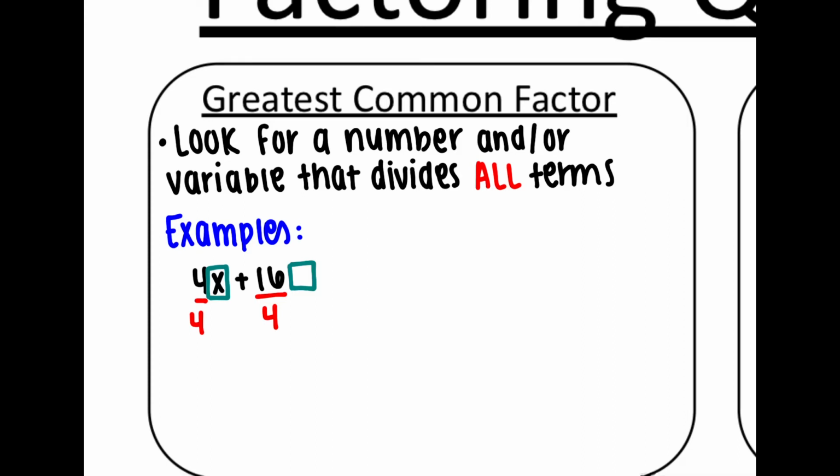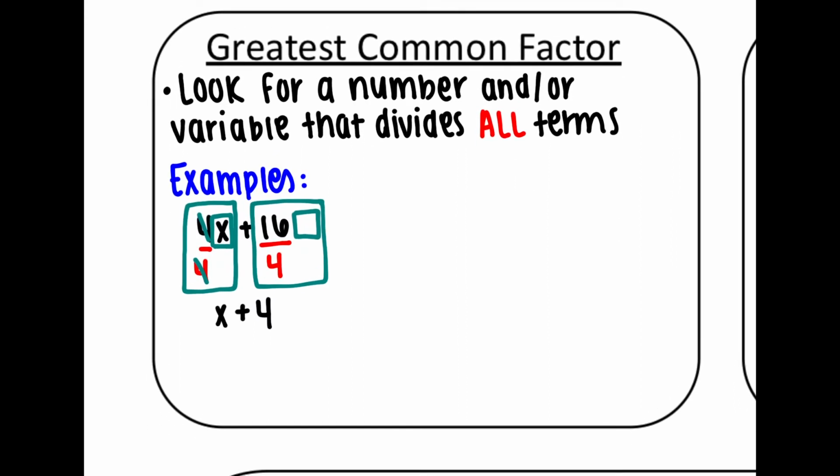So when I divide 4x by 4, the 4's cancel out and I'm just left with x plus. I do the same thing with the second term, 16 divided by 4, and that leaves me with 4. So when I take the greatest common factor out of here, it's x plus 4 left over. But this isn't my answer. This is not my factored form.